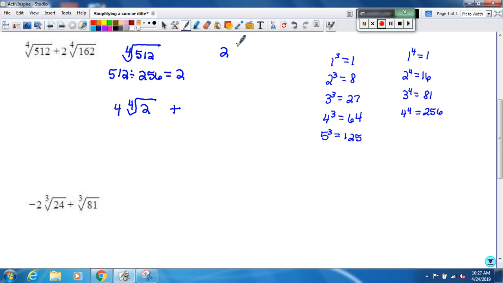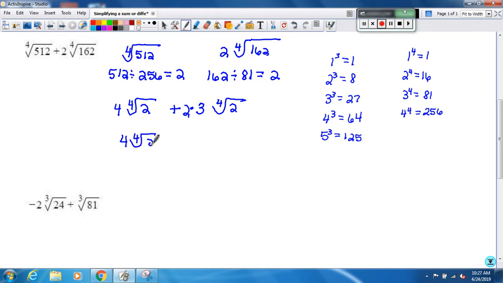And this term is 2 times the fourth root of 162. Well, we can do 162 divided by 81. That equals 2. So the fourth root of 2, since we divided by 81, the 3 out front stays out front. But the original problem had a 2 out there. So we have 4 times the fourth root of 2 plus 6 times the fourth root of 2. So now you just total up your fourth root of 2. 4 plus 6 is 10.